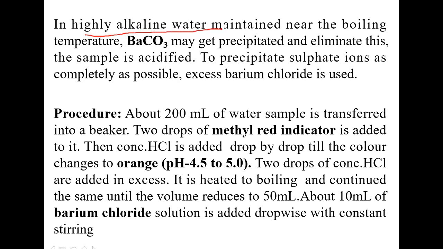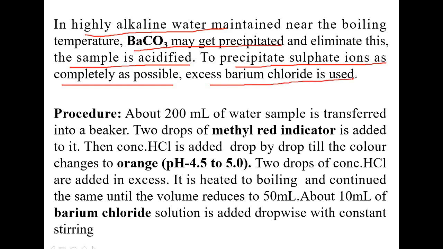Suppose the water is highly alkaline, near the boiling point temperature, barium carbonate may also get precipitated in addition to barium sulfate. To avoid this or to eliminate this, the sample has to be acidified strongly so that barium carbonate doesn't get precipitated, only barium sulfate gets precipitated. And to make sure that sulfate ions precipitate as completely as possible, we have to add excess barium chloride. To precipitate sulfate ions quantitatively, that is as completely as possible, excess barium chloride is used.